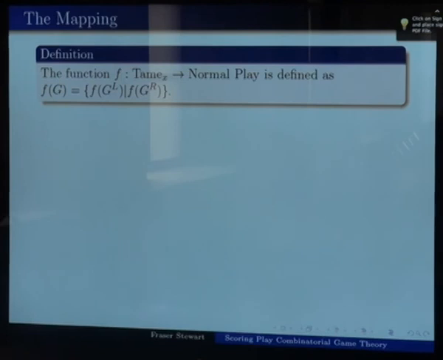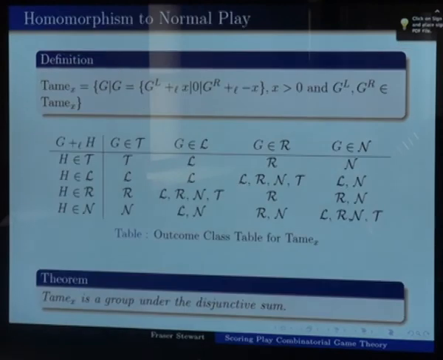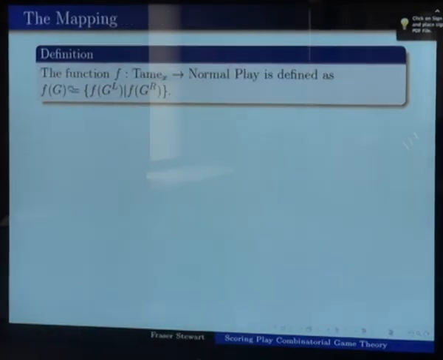So what I did was define this mapping, which is very simple. If you remember, what I defined GL and GR to be was not the actual left options, because the actual left option is GL plus some score X. So we just map GL to GL and GR to GR. And what we end up with is that we can actually prove that the set Team X is exactly the set of normal play games.